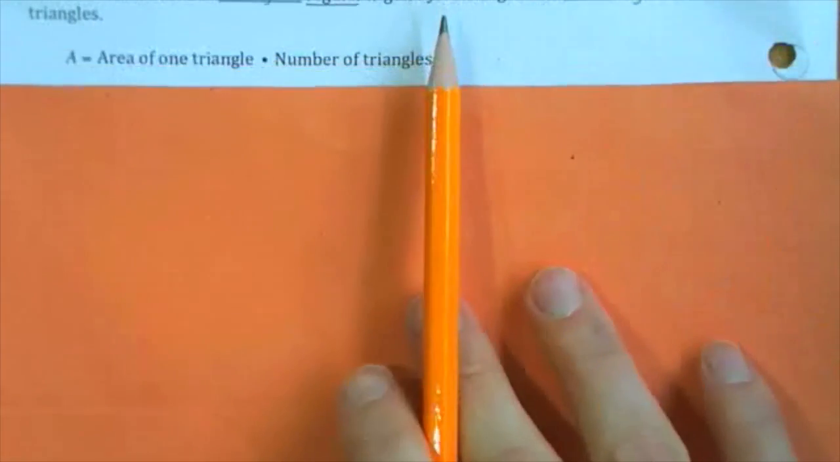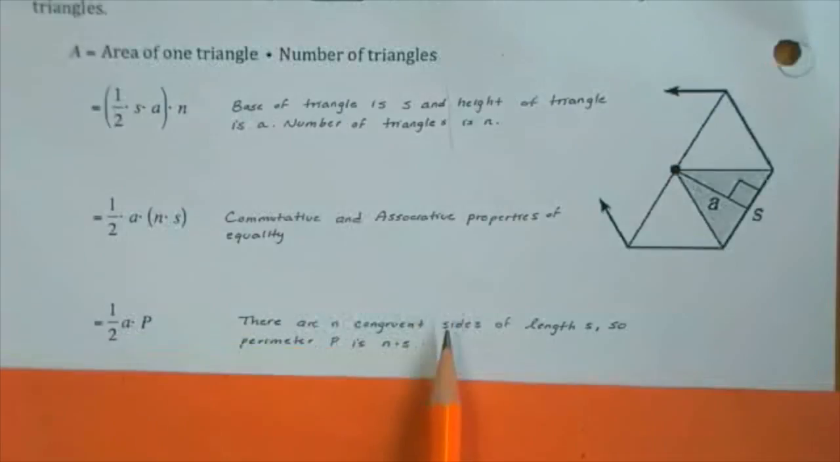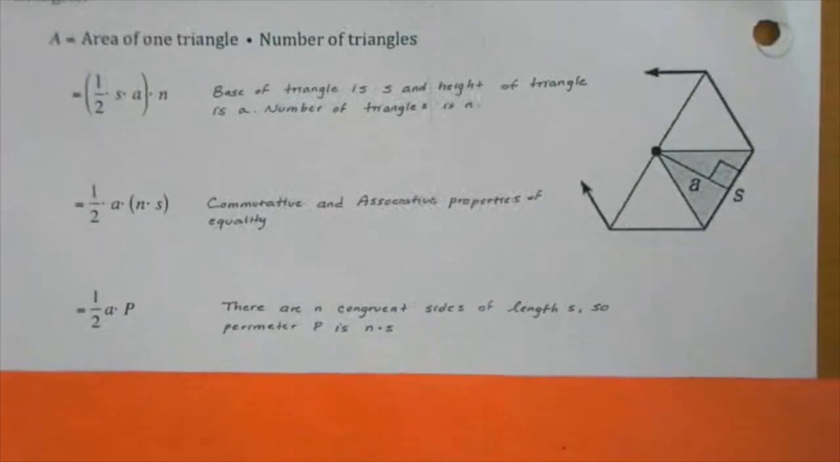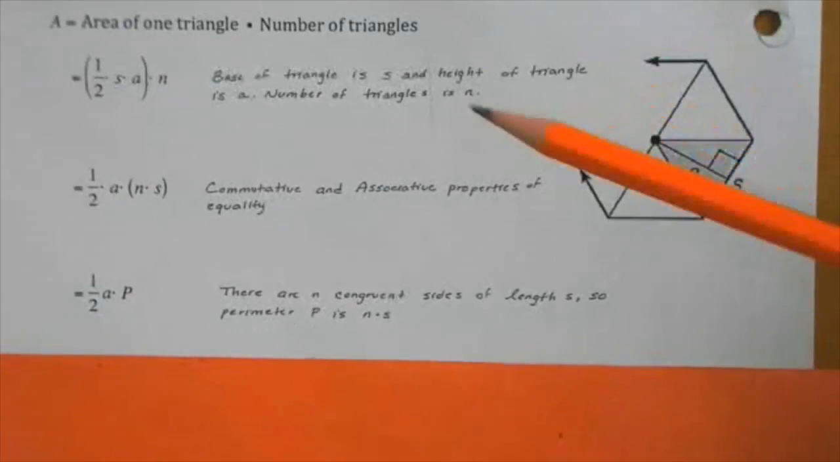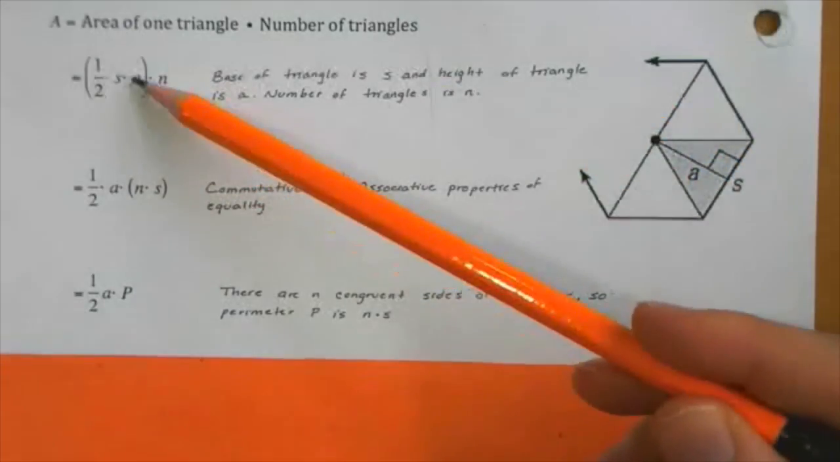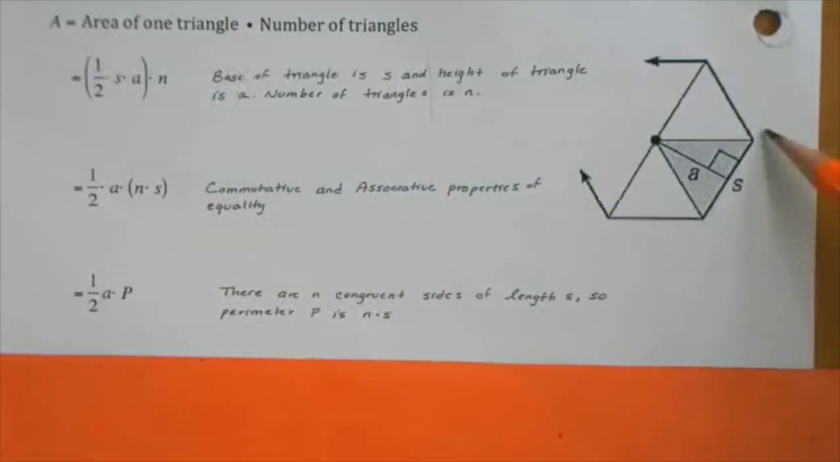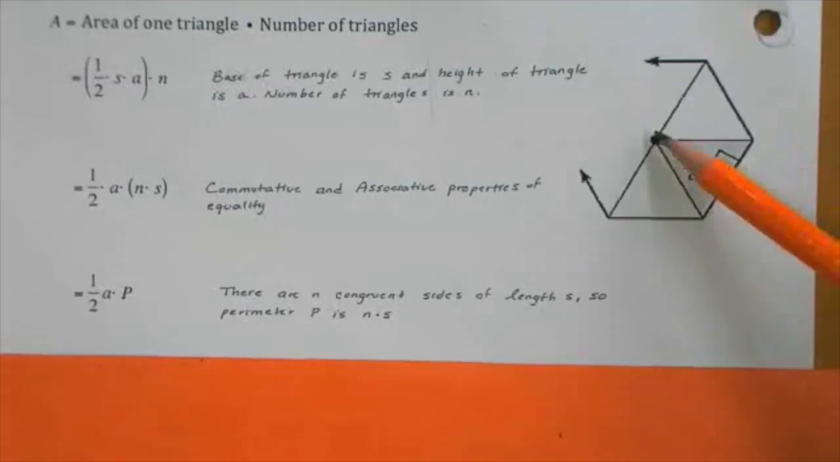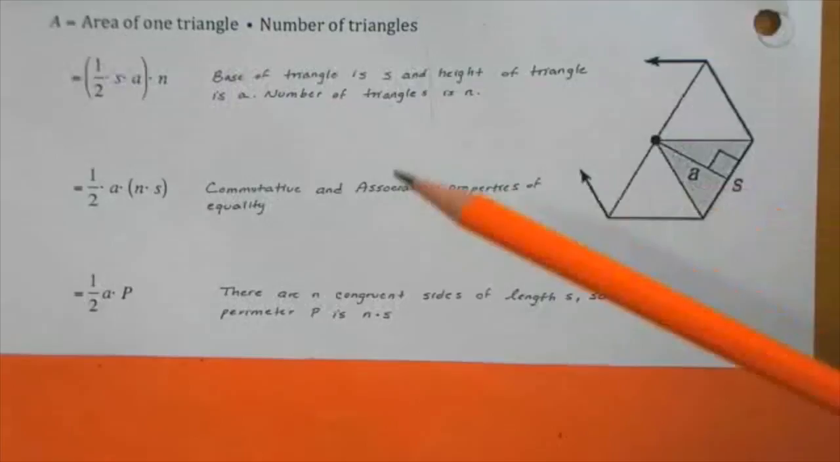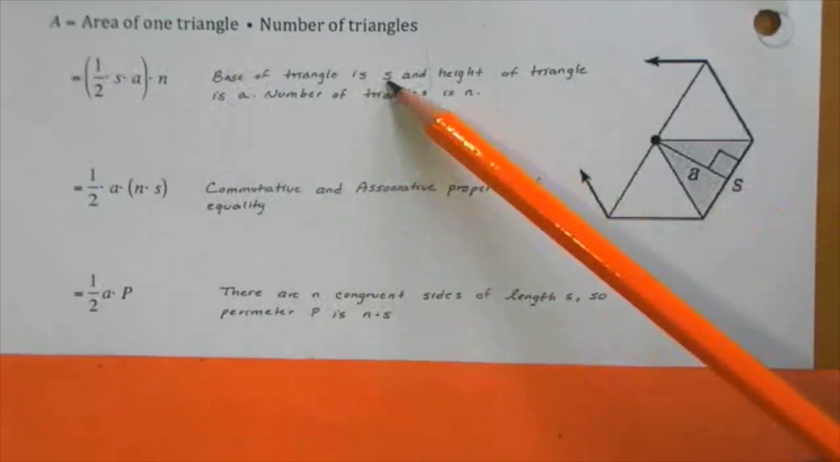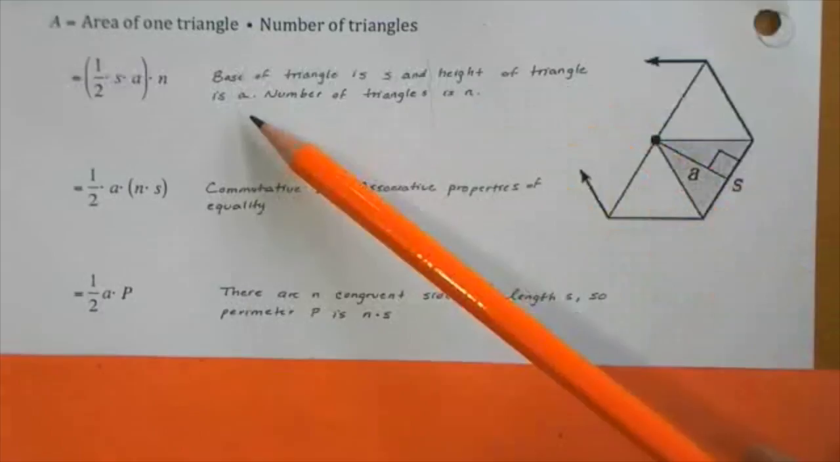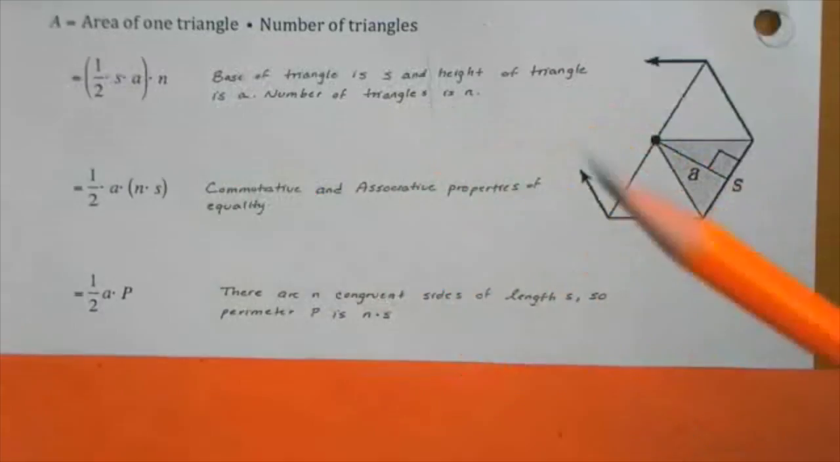All right, so you can find the area of any regular n-gon by dividing it into congruent triangles. All right, so there's a couple ways we can look at this. Go ahead and put that there so you can copy it down. A couple ways we can look at it is 1/2 times S times A. So whatever our side length is would be our S value, and then our apothem would be our A value. Okay, so the base of the triangle is S, and the height of a triangle is A. Number of triangles would be our N value.